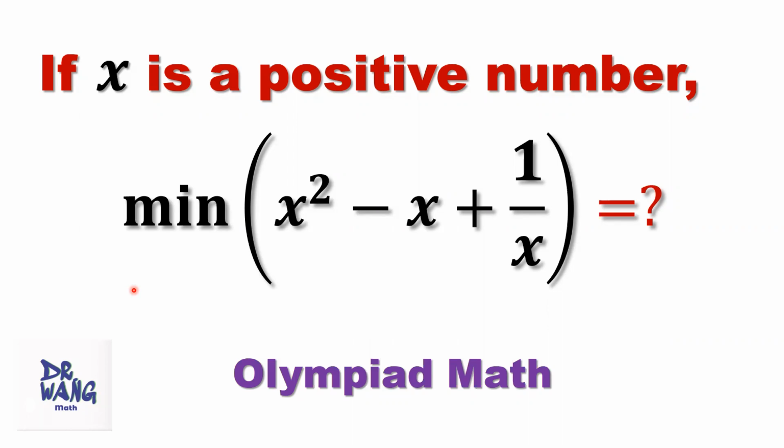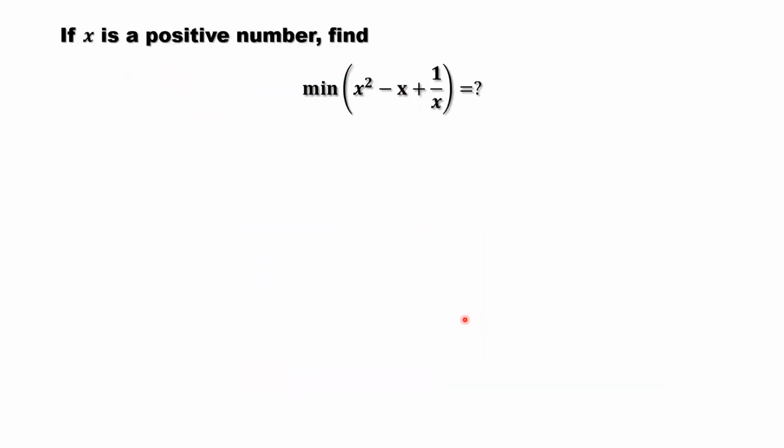Here is the question. If x is positive, we want to find the minimum value of this function, x squared minus x plus 1 over x. Now, how to solve this kind of problem in general? Let's discuss the method first, then discuss how to get the idea.